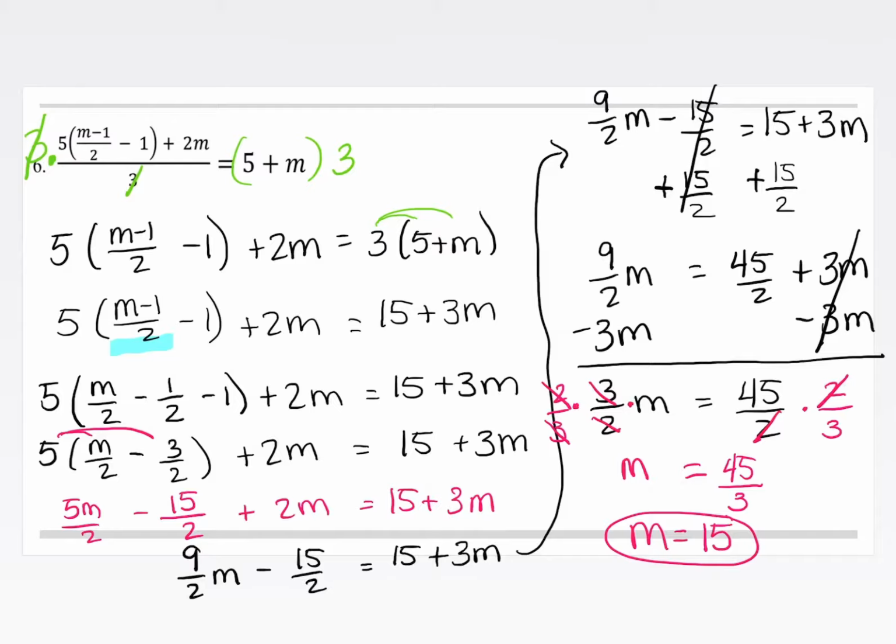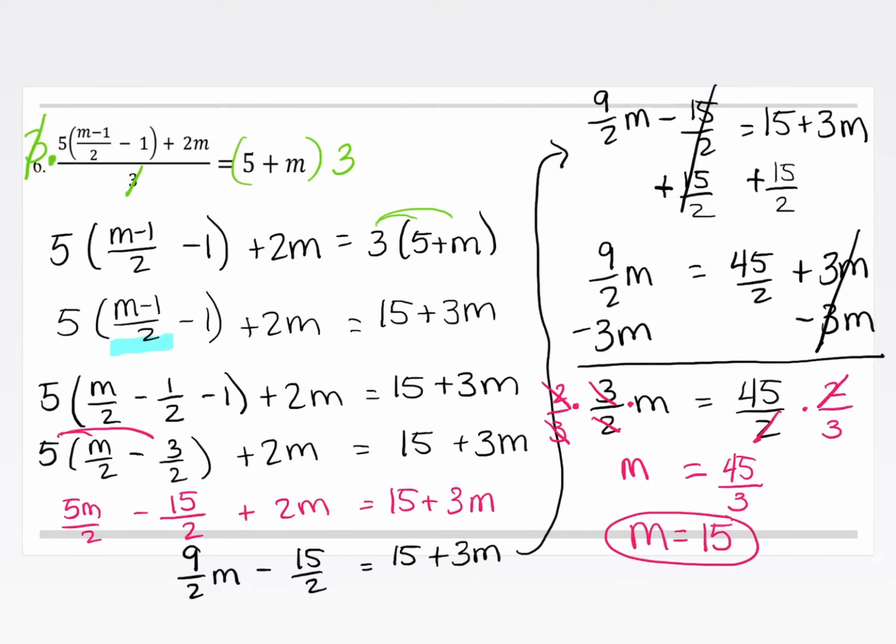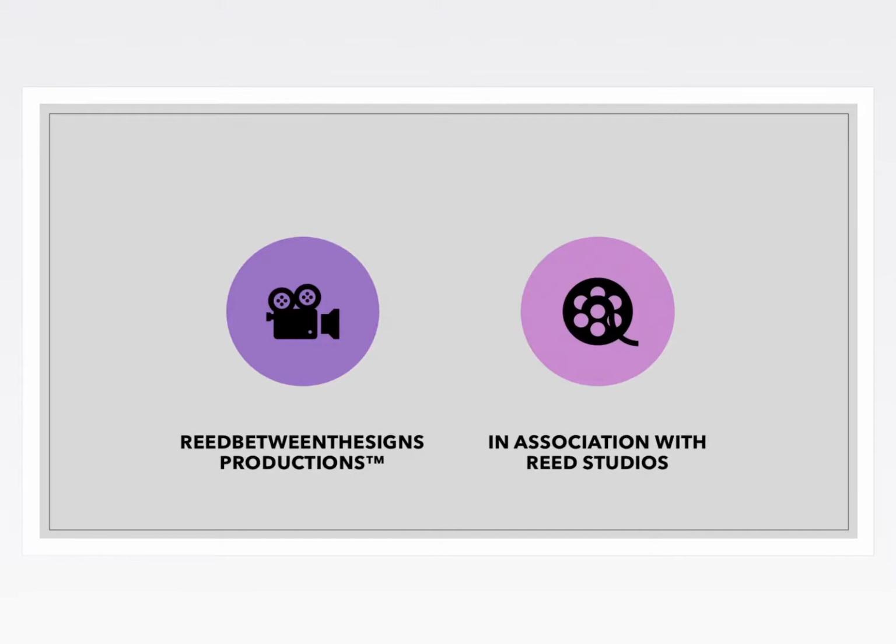And there we go. So that was topic 2 for Algebra 2, number of solutions to linear equations. Oops, I forgot to identify this. This is called one solution. Okay, now we're done.